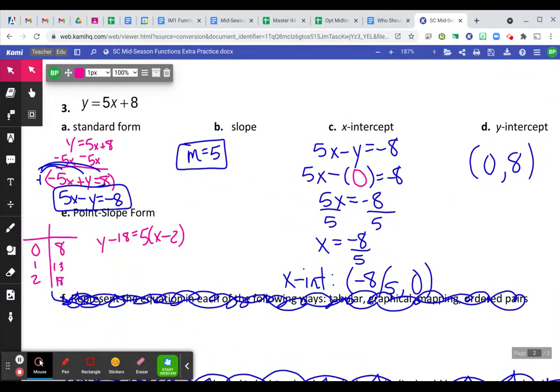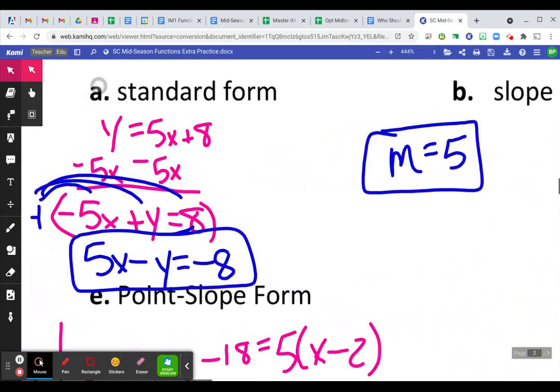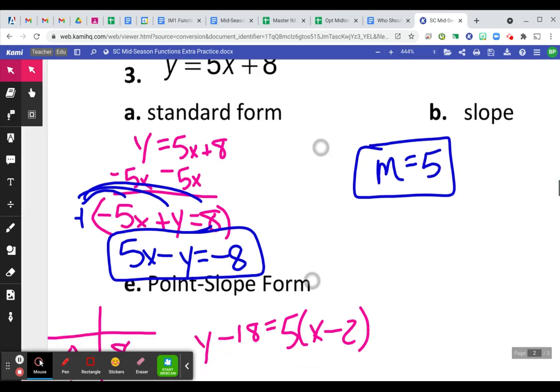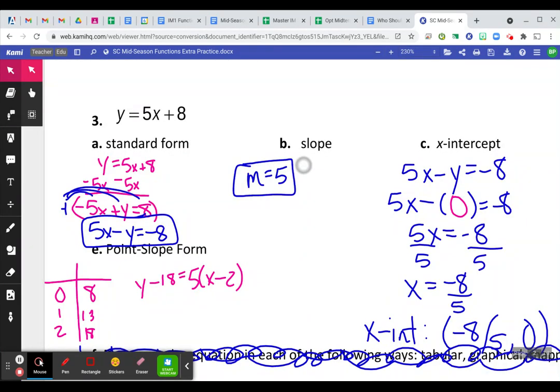Okay, on number 3, they give us slope-intercept form, and we want to convert that to standard. And you're definitely going to have to do that tomorrow as well. So what I did was I got x and y on the same side by subtracting 5x from both sides, multiplied through by -1 to get the leading term positive. 5x minus y is equal to -8 is going to be your standard form. M equals 5. Again, that just comes directly from the y equals mx plus b form. So you know your slope is 5.